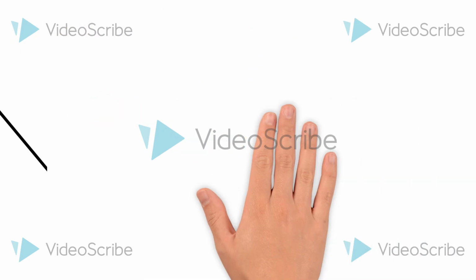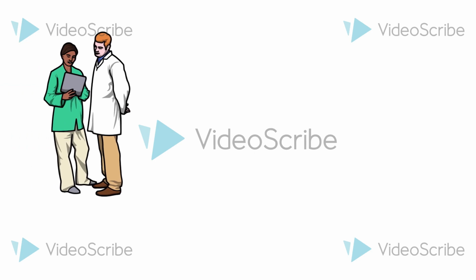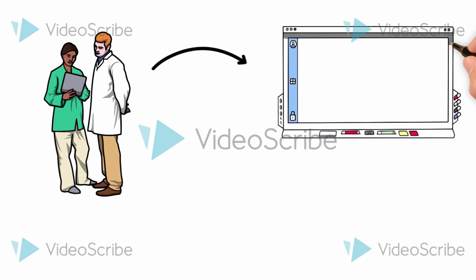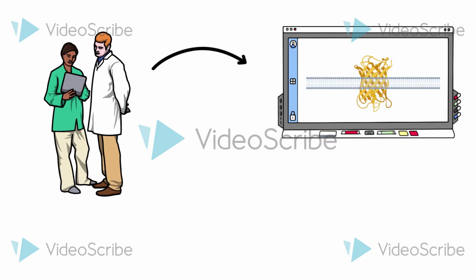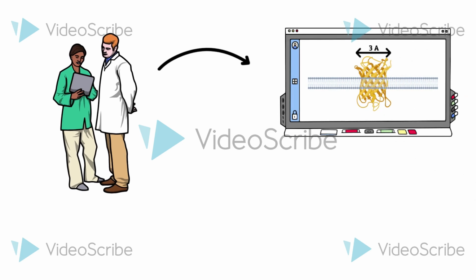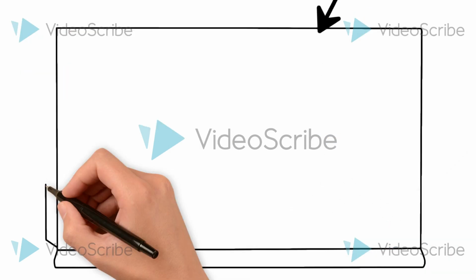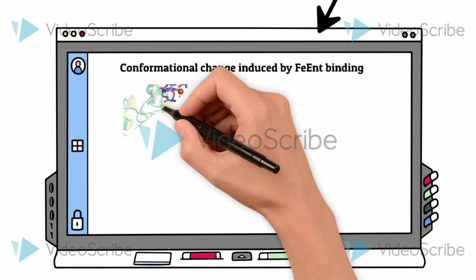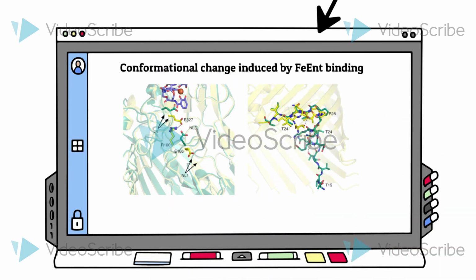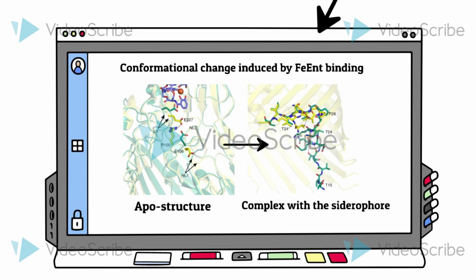A space-filling analysis of this extracellular face reveals only a narrow tunnel with a diameter of approximately 3 Angstroms in the apo structure, and it is also seen in the structure of the FepA-enterobactin complex. Comparison of the structure of the complex with the apo structure shows that L4 has undergone a large conformational change to interact with the enterobactin molecule.